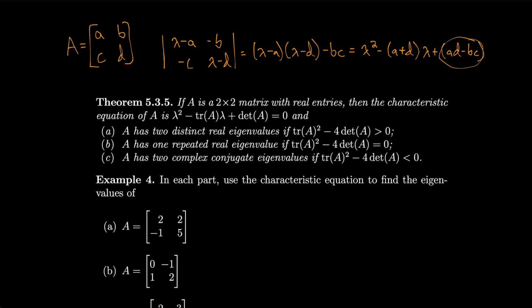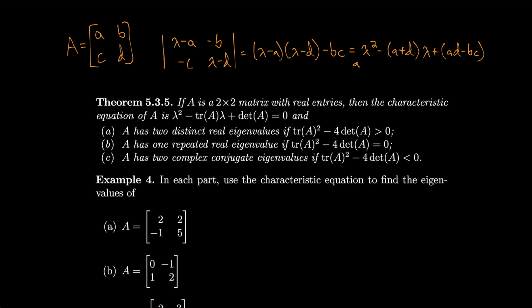AD minus BC, that's the determinant. And remember from algebra that if we have B squared minus 4AC positive, then we have two real roots. So we have two real eigenvalues in this case. Remember that A is the coefficient on x squared, B is the coefficient on x, and then C is your constant.